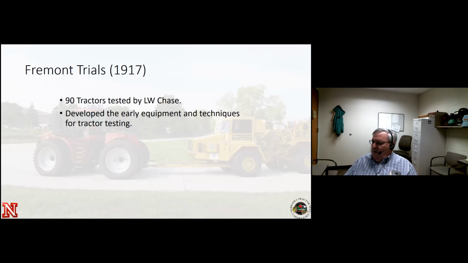So Chase perceived there was still quite a lot of value in conducting these contests after they were abandoned in Canada. So he moved them to Fremont. I think it's lost to history a little bit exactly what years that occurred, but we do know that in 1917, Chase tested 1990 tractors there. And what this event did for the Nebraska Tractor Test Lab was it developed some of the early equipment and some of the techniques for early tractor testing.